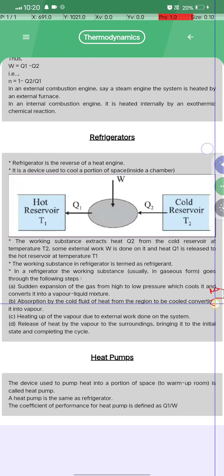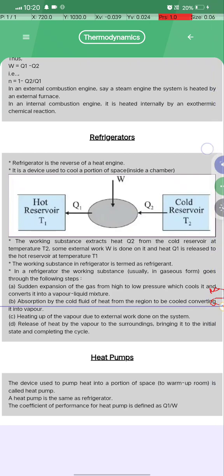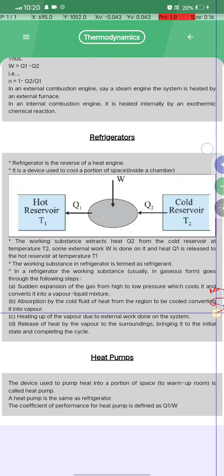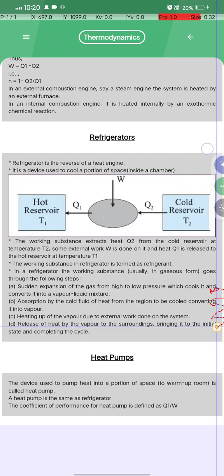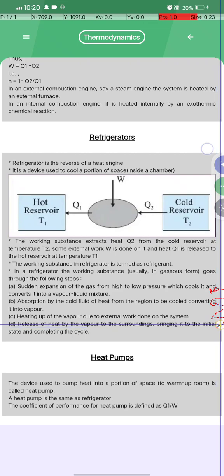Absorption of heat by the cold liquid from the region to be cooled, which is converted into water vapor. Heating up of the vapor due to the external work done on this system. Release of heat by the vapor to the surroundings, bringing it to the initial state and completing the cycle.